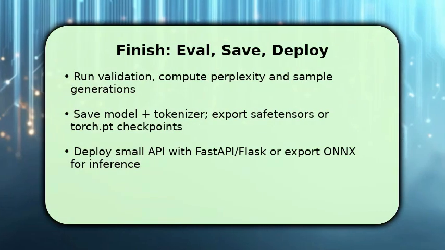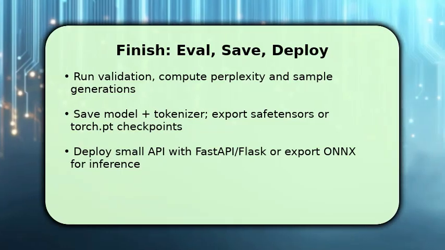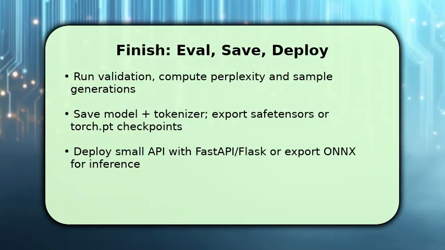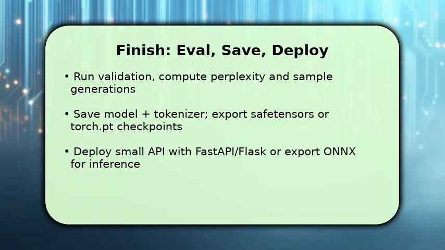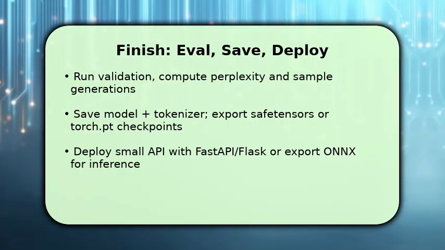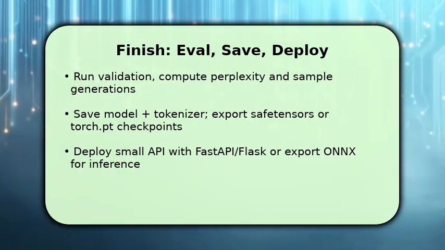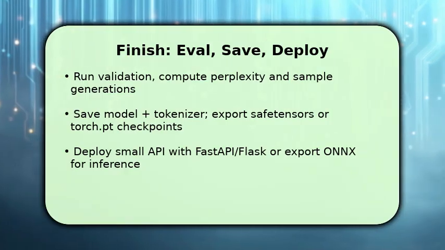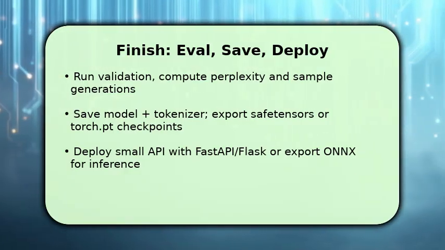Run validation to compute perplexity and generate sample text to inspect coherence. Tweak sampling temperature or top-k/top-p if needed. Save both model weights and tokenizer, preferring safetensors or Torch .pt formats, and include config files.